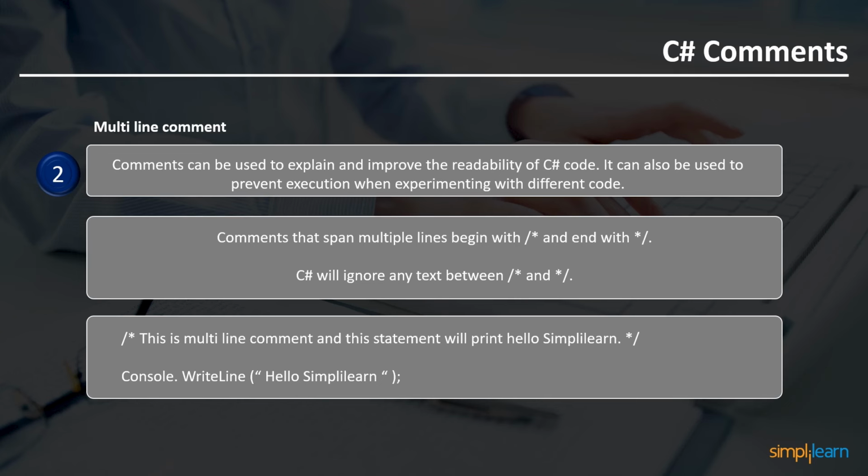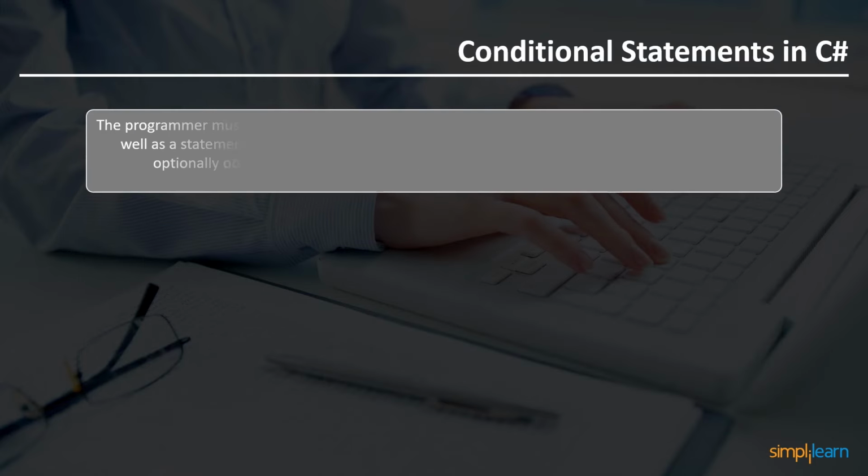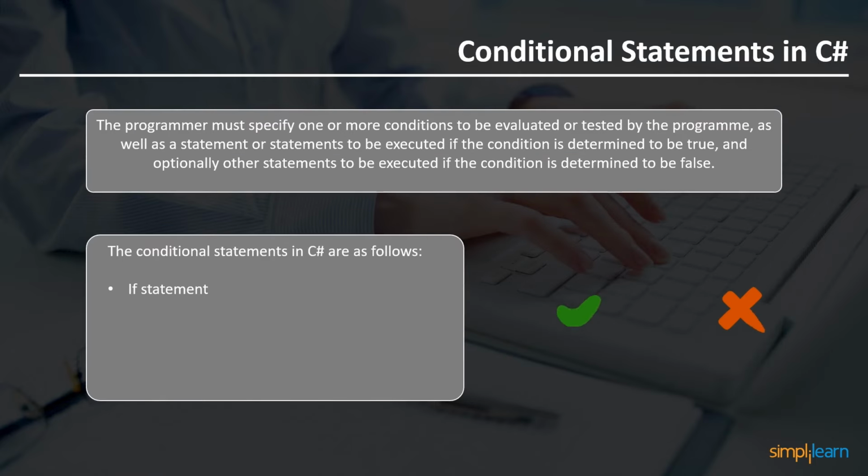And without further ado, let's get started with the next topic, that is conditional statements in C# programming language. The programmer must specify one or more conditions to be evaluated or tested by the program, along with a statement or statements to be executed if the condition is determined to be true, and optionally other statements to be executed if the condition is determined to be false.